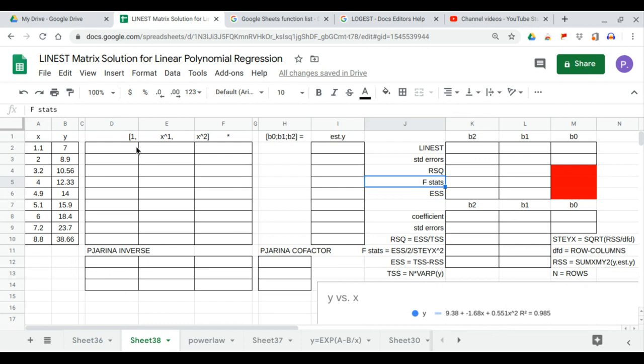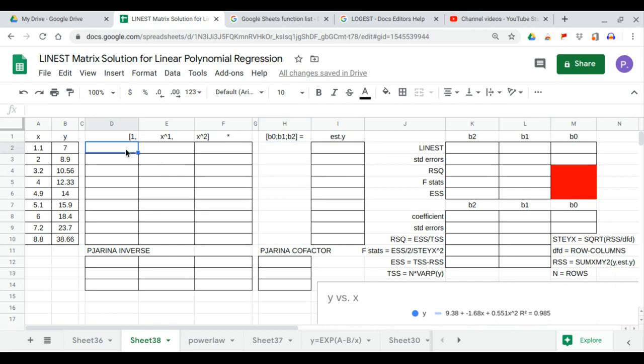We will use this equation where y equals the matrix of x, that's 1, x, x squared, times B0 semicolon B1 semicolon B2. So we factor out the coefficients B0, B1, B2 in this matrix.